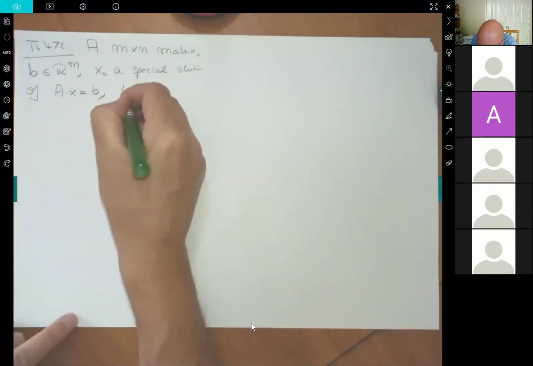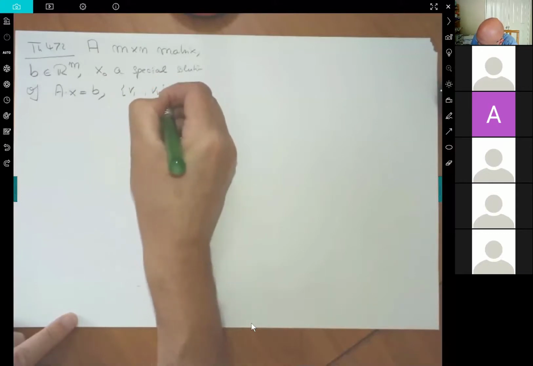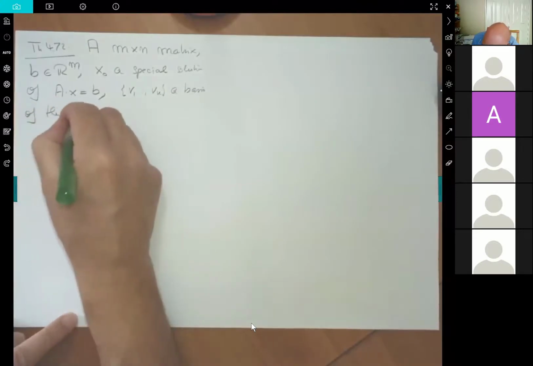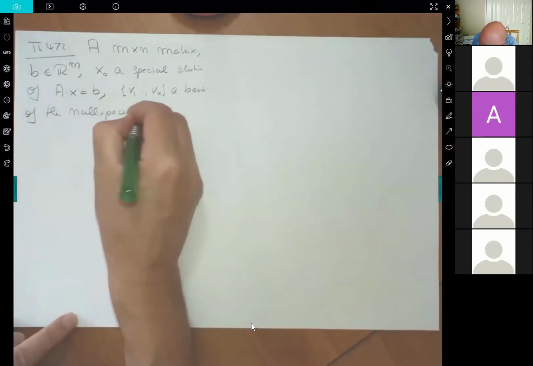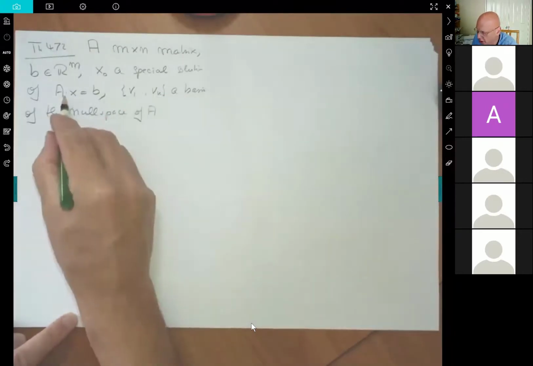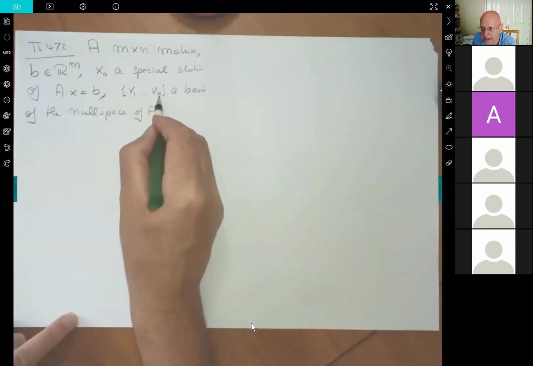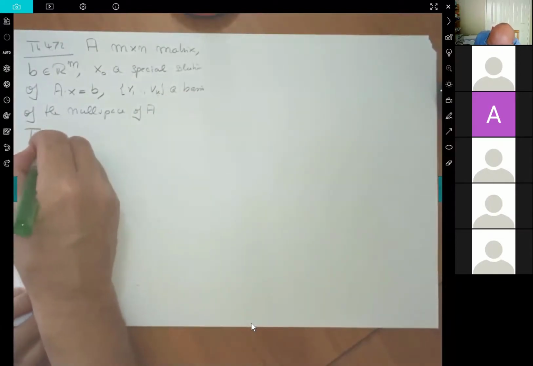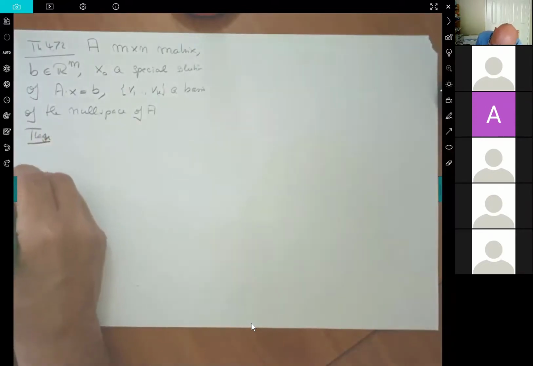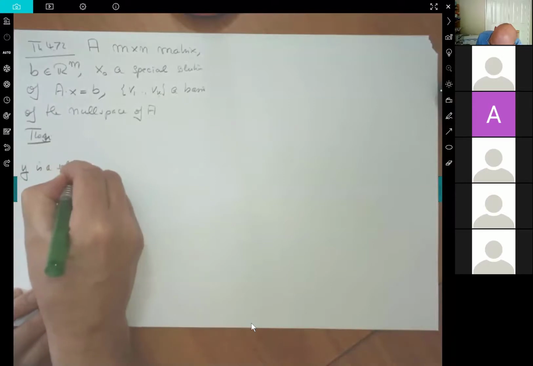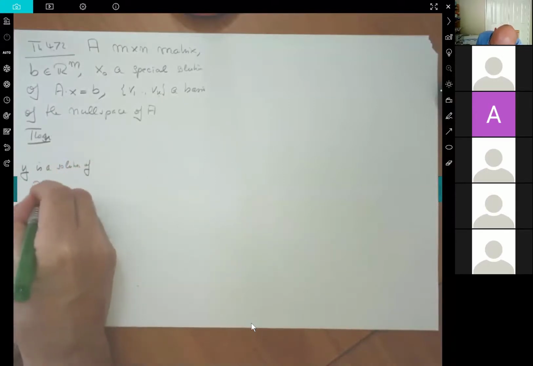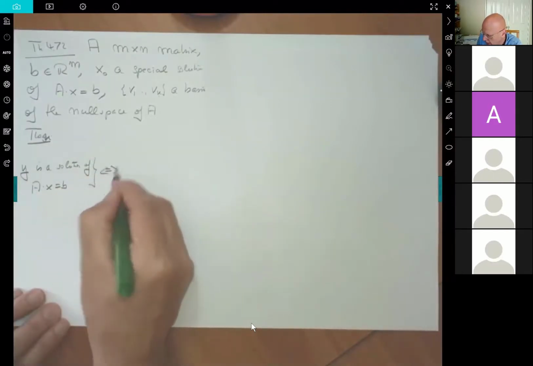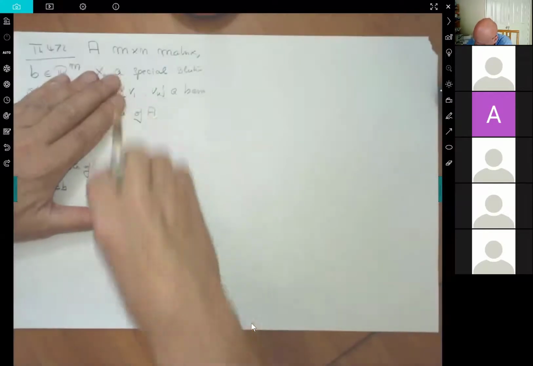And furthermore, V1 to Vk, a basis of the null space of A. That means, again, the dimension of the null space is K, because we have a basis with K elements. Then we have the following result. Y is a solution of A times X equal to B. So that's actually what people are looking for. If and only if. That's what we just proved.